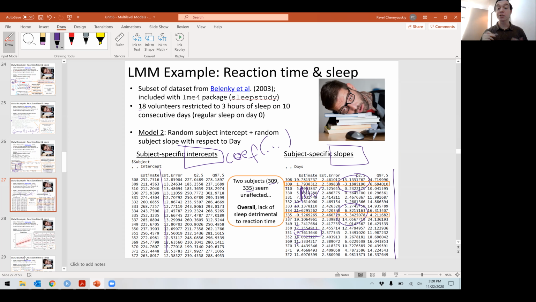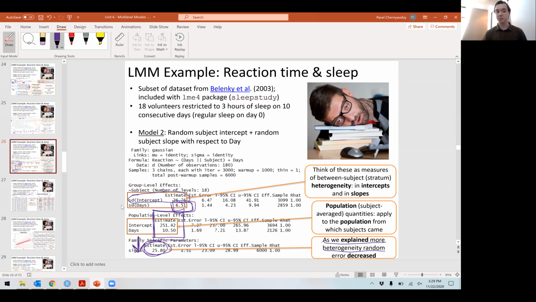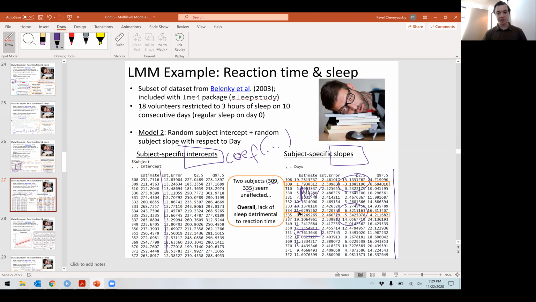These two subjects are extreme, but we did have some very non-trivial variability, like 310, 330, 331, 351. They were about half as susceptible as the population average, right? Population average was 10.5 milliseconds per day. The subjects I just cited were about half as susceptible as that.